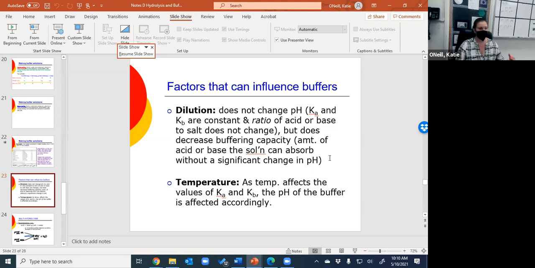But if there's more water in there, there's less particles available to react. So more water kind of in the way. So it won't have as much capacity, meaning you can't put as much acid or base in as you could in a concentrated solution. There's less particles there.